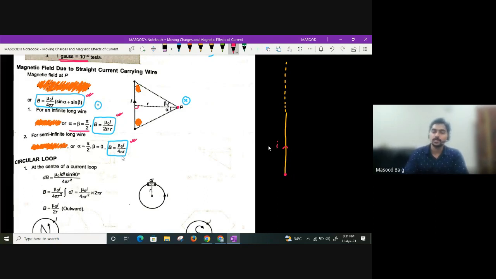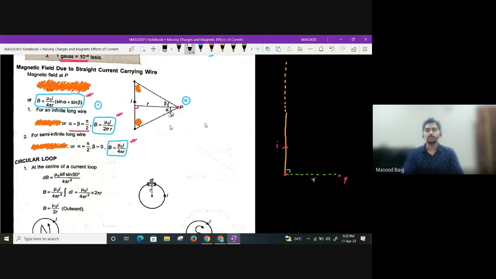So when will I get mu naught I by 4 pi r? When the point is exactly opposite to the finite end, at a perpendicular distance of r. So when this point is exactly opposite to the finite end, what will alpha become again? Point P is here now, so the dotted line will be horizontal, or not? This dotted line, which was in this manner, will become horizontal now. So alpha will become 0, whereas this dotted line will now move to infinity, guys. So beta will become 90 degrees.